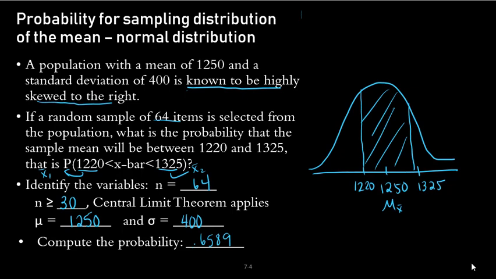And that is how we use the Casio graphing calculator to find probability in a sampling distribution of the mean.